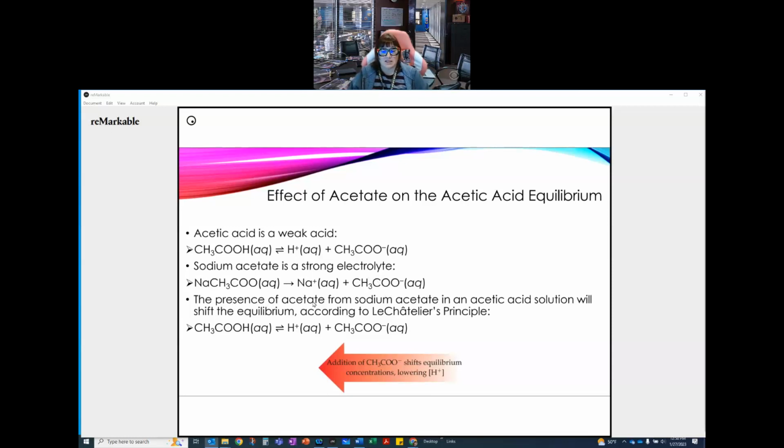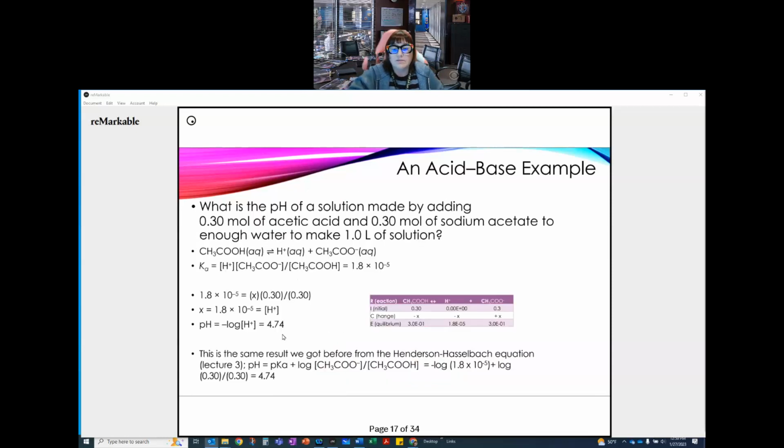Now, the presence of the acetate from sodium acetate in an acetic acid solution will shift the equilibrium. So it shifts backwards because we've added this CH3COO minus, so we have to shift backwards to compensate for that, okay? So that's Le Chatelier's principle and how we see that in this effect. Now, practically, what is that going to look like?